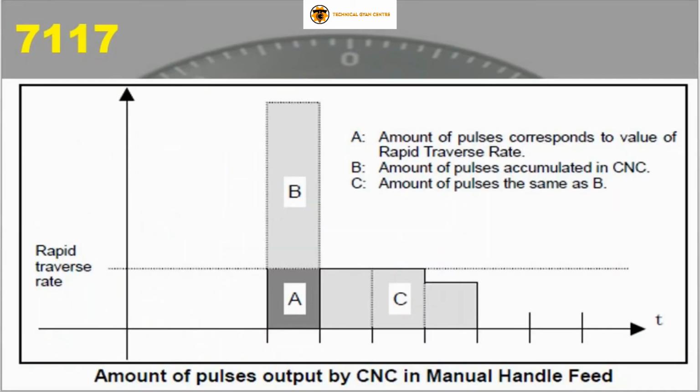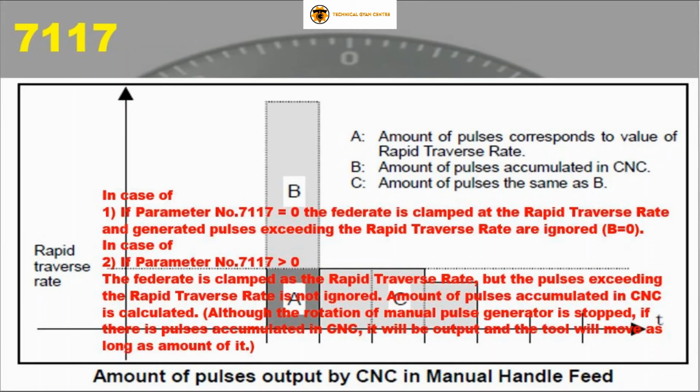You can see the diagram. The amount of pulses B is calculated in two cases as follows. In case of parameter number 7117 equal to 0, the feed rate is clamped at rapid traverse rate and generated pulses exceeding the rapid traverse rate are ignored. In case of 7117 not equal to 0, although the rotation of the manual pulse generator is stopped, if there are pulses accumulated in CNC, it will be output and the tool will move as long as the amount of it.